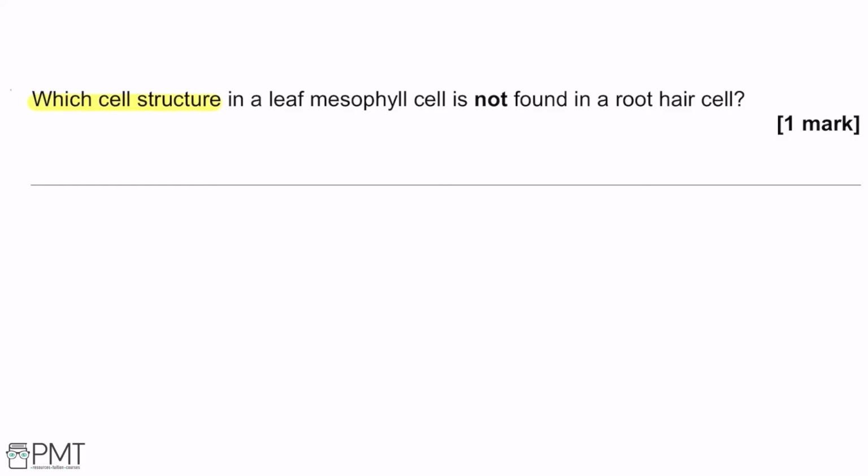Which cell structure in a leaf mesophyll cell is not found in a root hair cell? And this question is worth 1 mark. The answer is the chloroplasts, because chloroplasts would have no use in a root hair cell as they get no sunlight, they're underground.